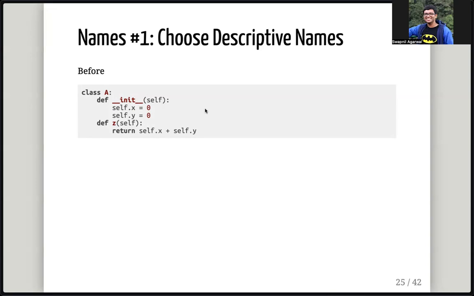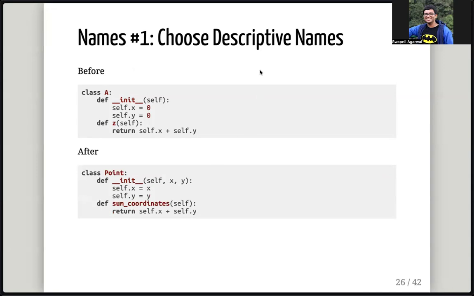If, in replacement of this, you write a descriptive name, you name the class as Point, just reading that tells you, okay, this is an x comma y point. You have your init function with x, y. Now x, y makes sense, okay, x, y is the coordinates. And then your z function, you can rename that to sum coordinates, sum of coordinates. Now when you call this function sum coordinates from the class Point, it's very, very clear what that function does.